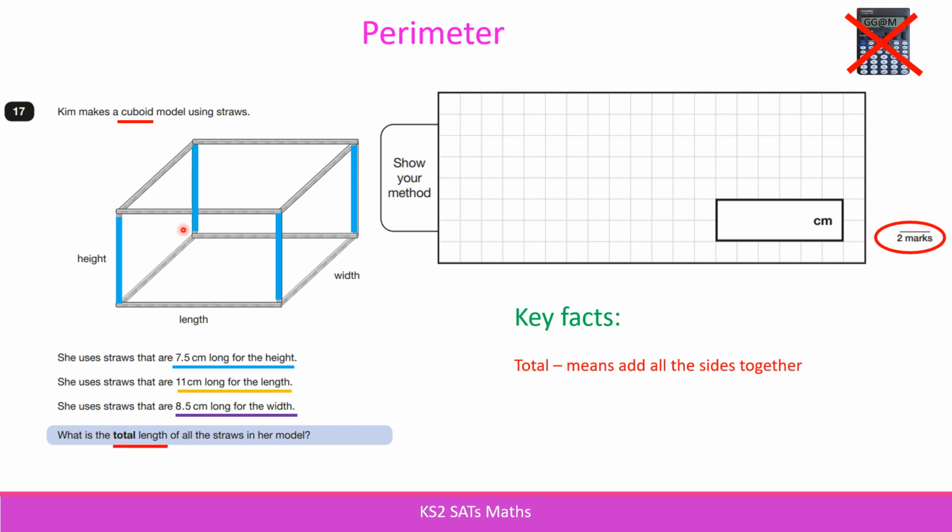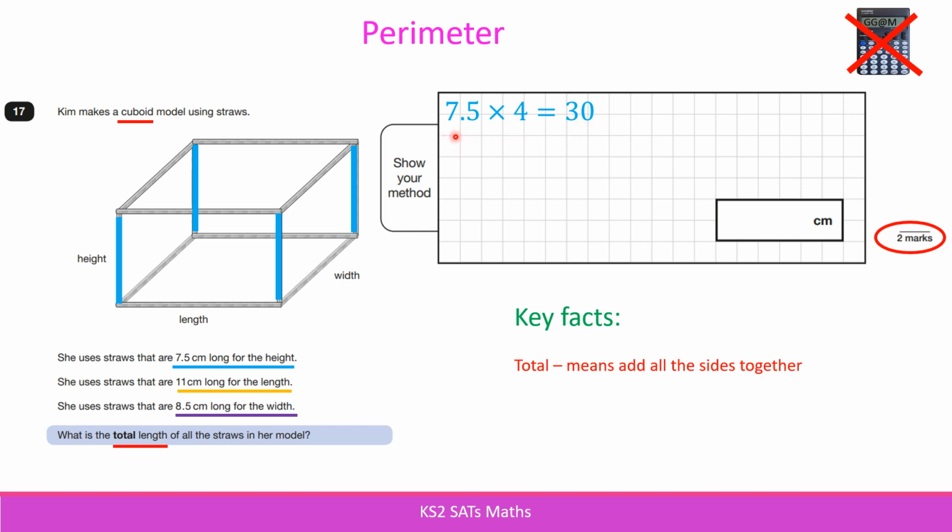Now, to work out 7.5 times 4 in your head, the easiest way to do it is to double and then double again. So we're going to double 7.5. So double 7 is 14. Double 0.5 is 1. 14 plus 1 gives me 15. So doubling 7.5 is 15. Now that's multiplying by 2. I now need to multiply by 2 again to get multiplied by 4. So double 15, double 10 is 20. Double 5 is 10. So 10 plus 20 is 30. So 7.5 times 4 is 30.